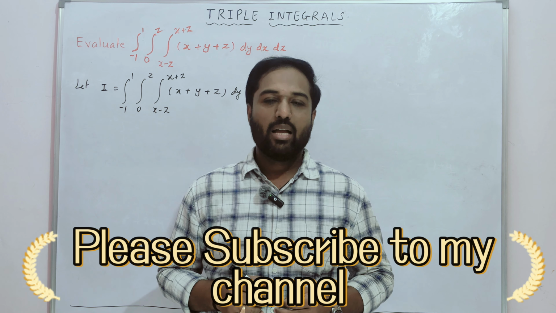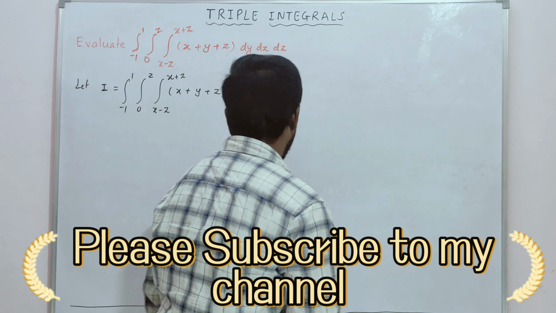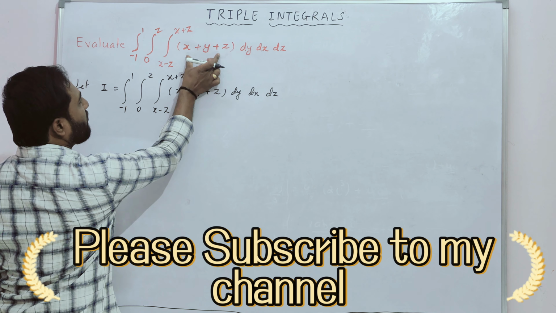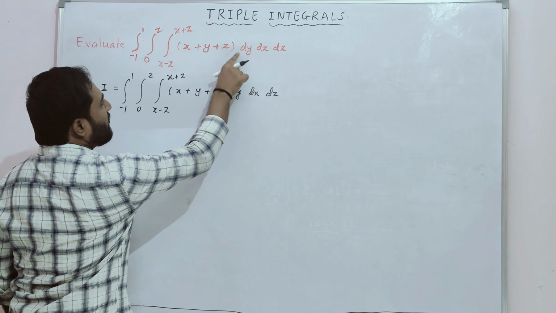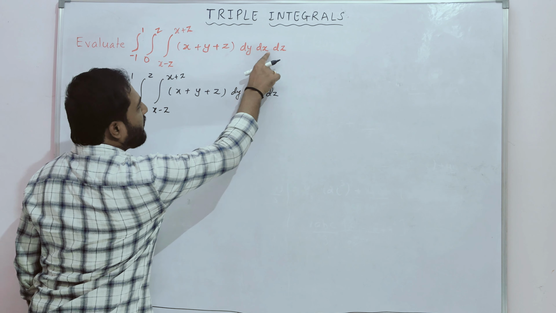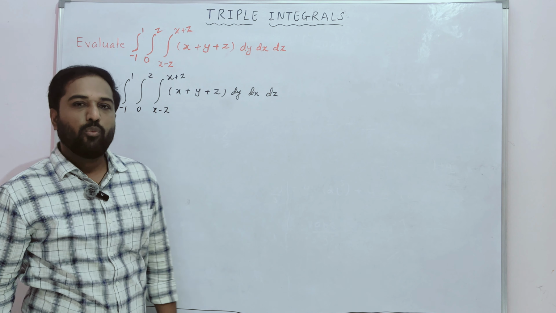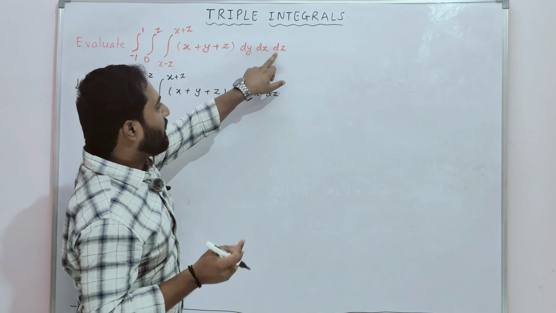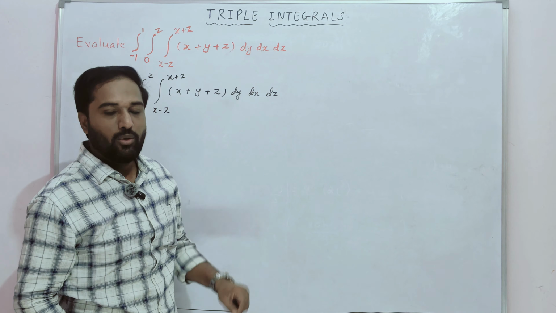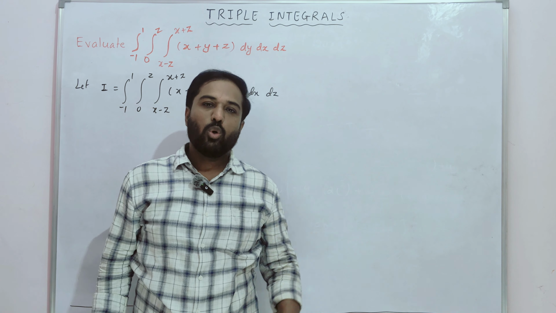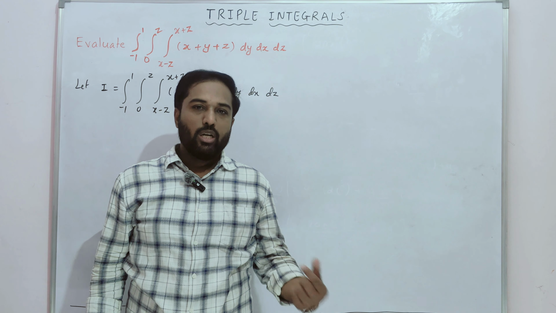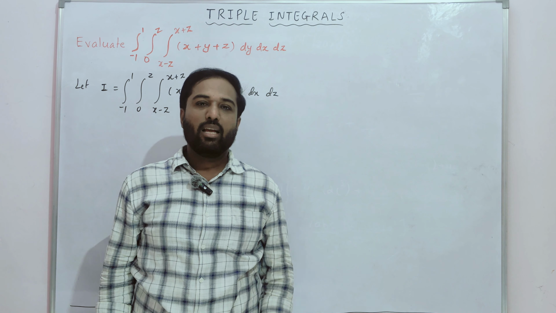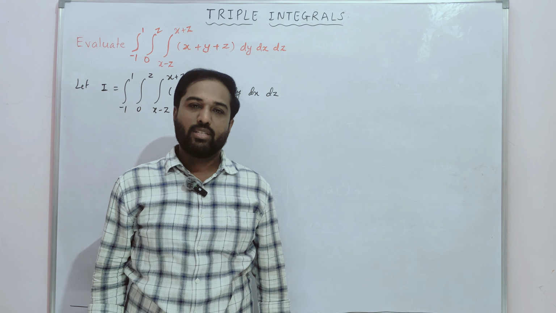Let us start an example on triple integrals. This is a triple integral for the given function x plus y plus z. The order is dy, dx and dz. First we need to integrate with respect to y, then with respect to x, then with respect to z. As we have solved in the previous class, if you did not watch, please go and watch my previous class so that you can easily understand the concept of triple integrals.